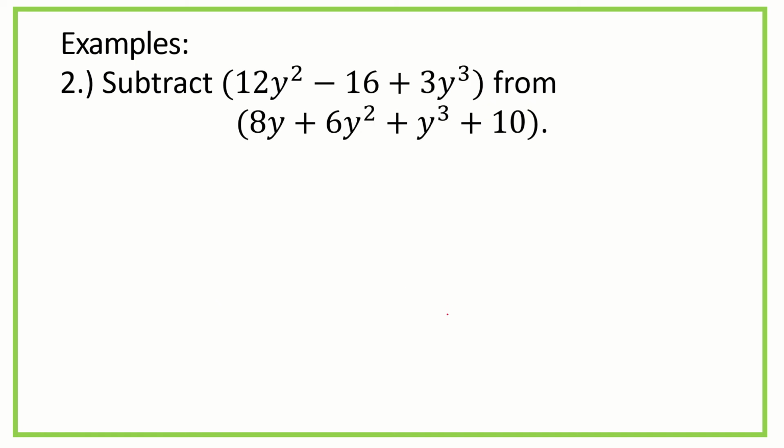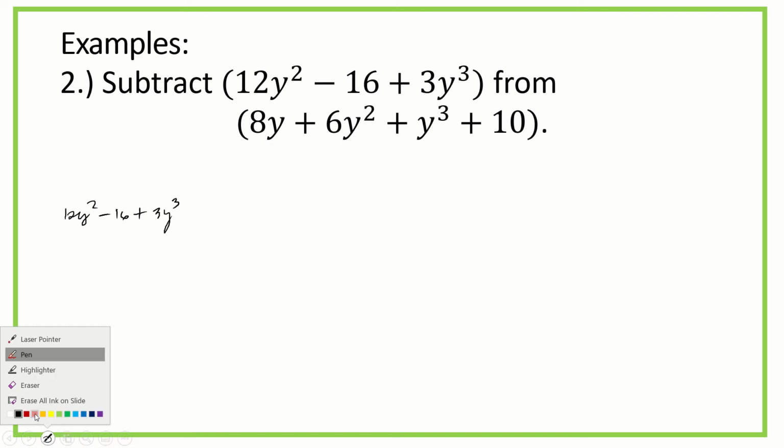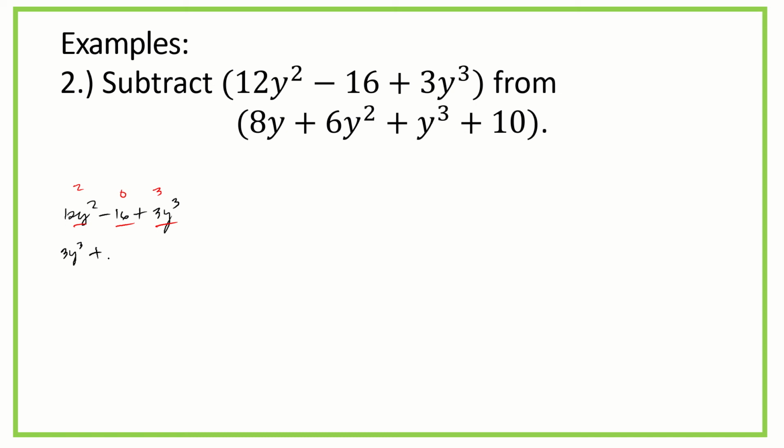Let's have example 2. Subtract 12y squared minus 16 plus 3y cubed from 8y plus 6y squared plus y cubed plus 10. So in our first polynomial, we have 12y squared minus 16 plus 3y cubed. We have to write it in standard form, so we check the degree. This is degree of 2, degree of 0, degree of 3. So it's not in descending order. That means 3y cubed comes first. Afterwards would be 12y squared. And finally, minus 16. So this is our first polynomial.